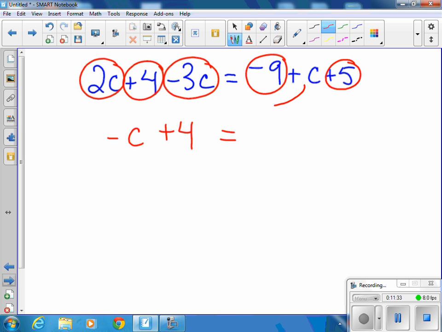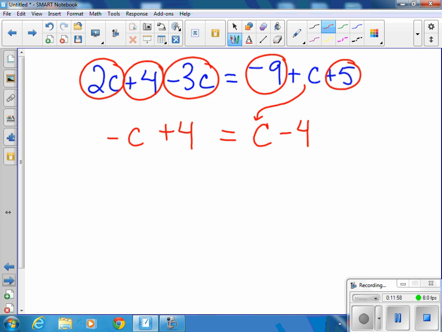Okay, so I'm going to bring down my C first because we like to have our variable first. So I have a positive C, so that's just C. What is negative 9 plus 5? Again, integer rules, combining integers. Negative 9 plus 5. You should have written negative 4. Okay, well now I can do some more work here.